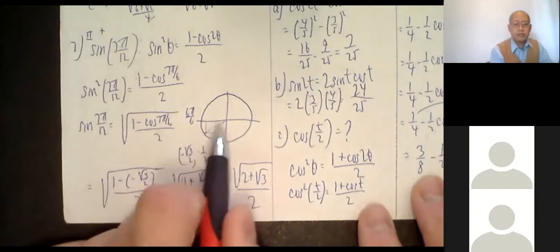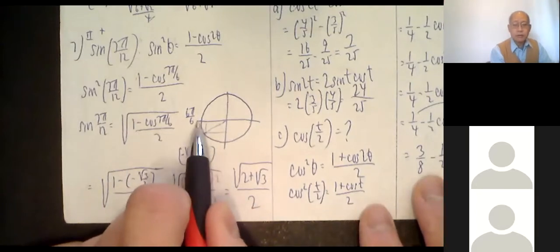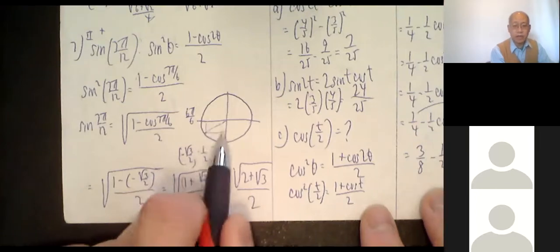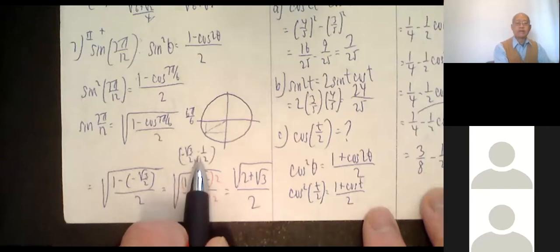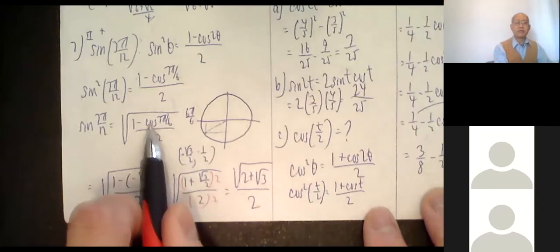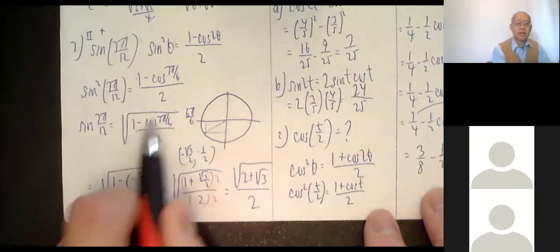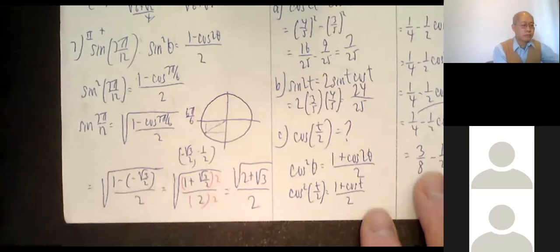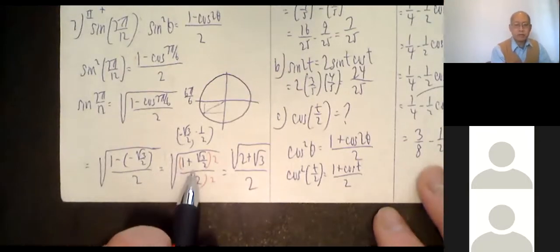Okay, 7 pi over 6 is over here, 30 degrees off of 180. Figure out which one is a half, either x or y. It looks to me like y is halfway down. So negative radical 3 over 2, negative a half. Okay, so they ask for the cosine of 7 pi over 6, negative radical 3 over 2. So by formula, it's 1 minus this thing, 1 minus a minus radical 3 over 2, or 1 plus radical 3 over 2.